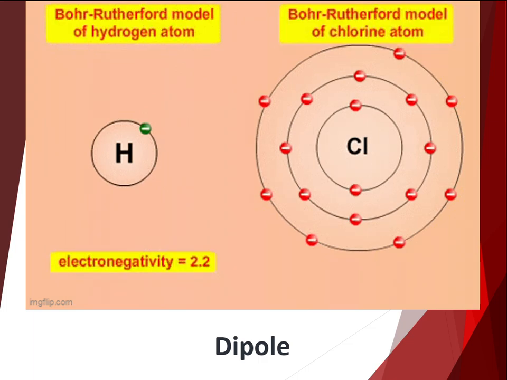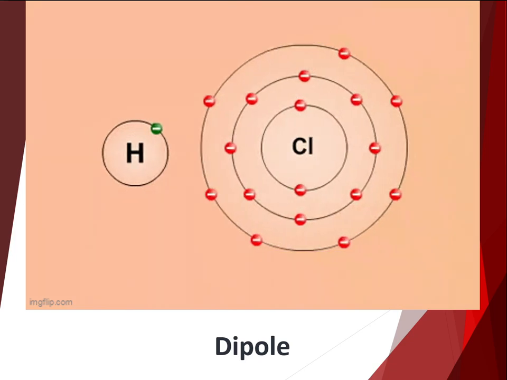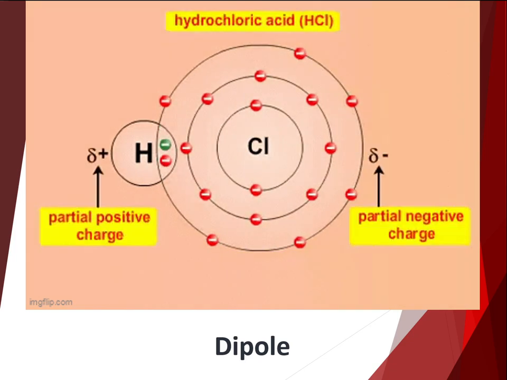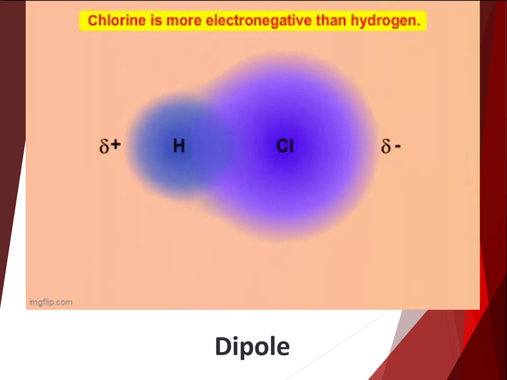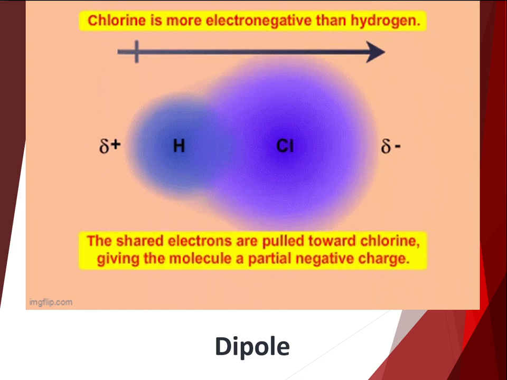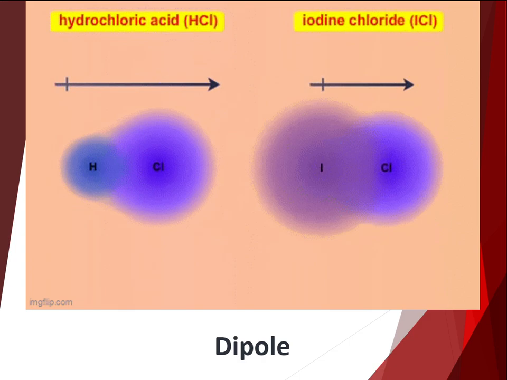In a covalent bond, a highly electronegative atom pulls the shared electrons toward itself, forming a dipole. A dipole exists in HCl, hydrogen chloride, as chlorine is more electronegative than hydrogen.